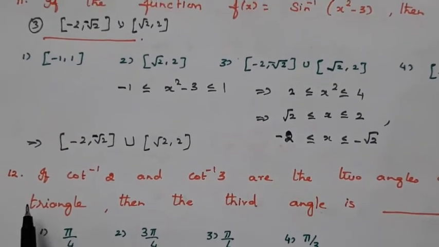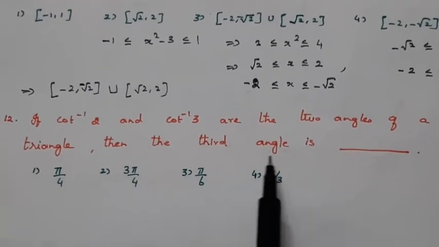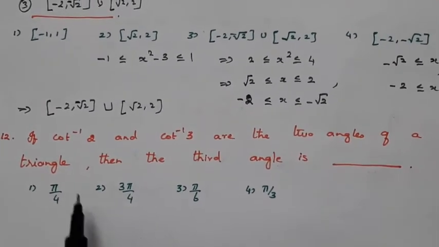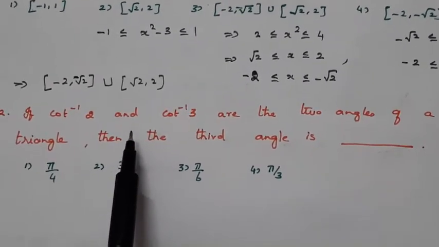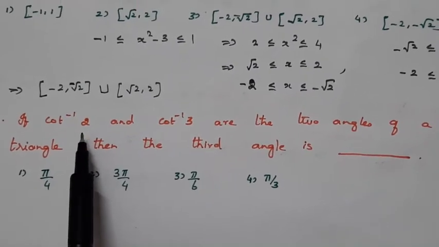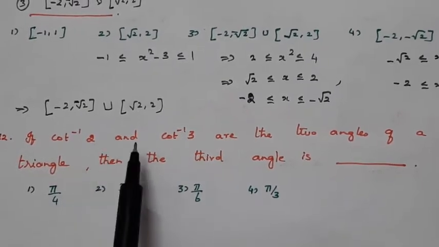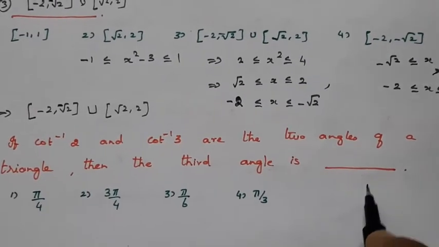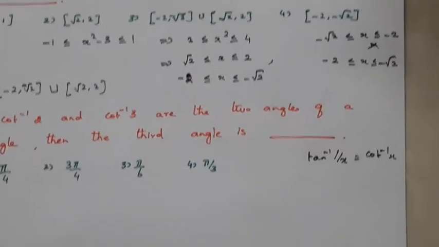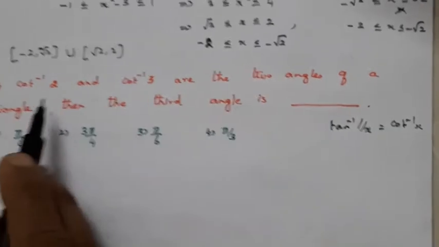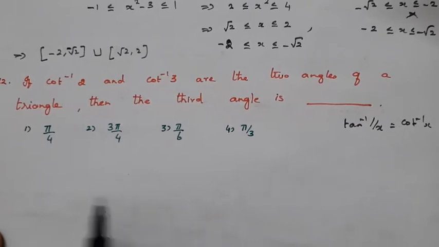Then the 12th one: if cot inverse of 2 and cot inverse of 3 are two angles of a triangle, then the third angle is dash. If they are inverse identities, we have to convert into the main trigonometric function. Here it is given in cot inverse, so let us convert it to tan inverse. You know that tan inverse of 1 by x is equal to cot inverse of x. So let us take cot inverse of 2 and cot inverse of 3 to be tan inverse of 1 by 2 and tan inverse of 1 by 3.